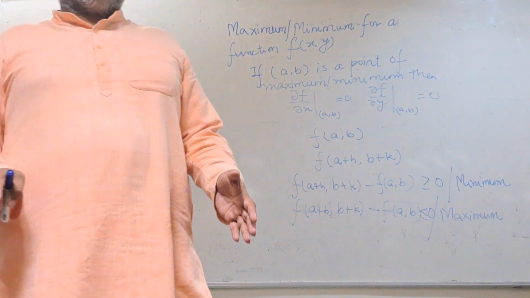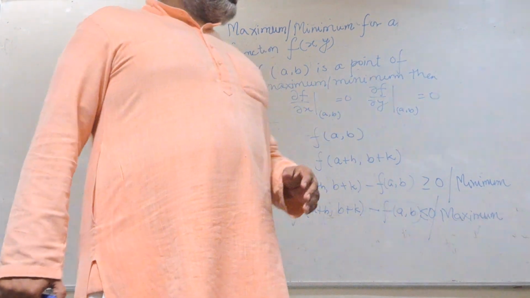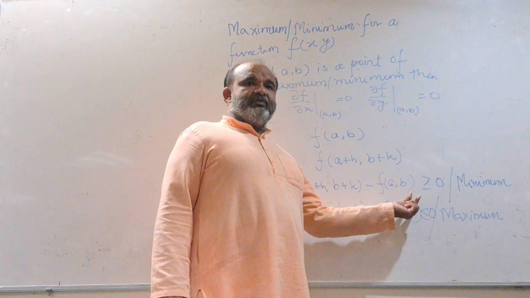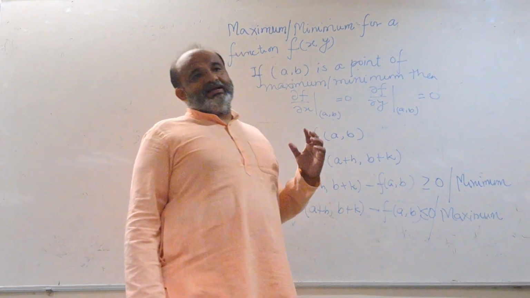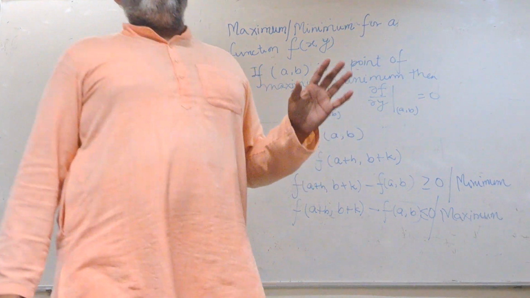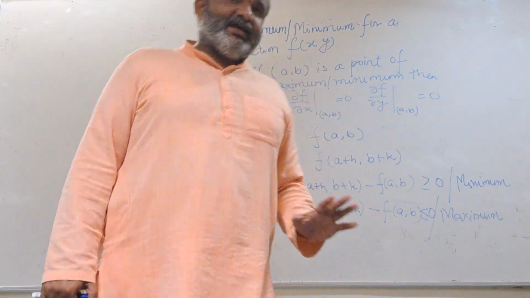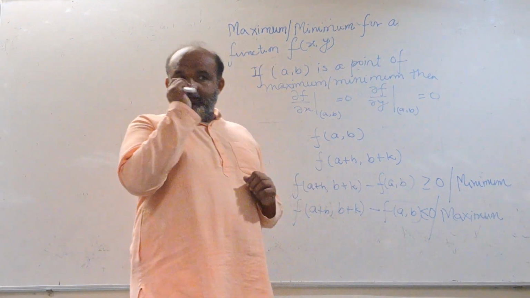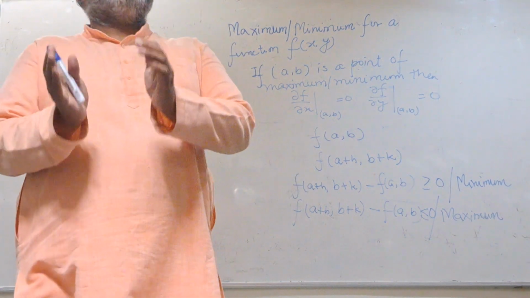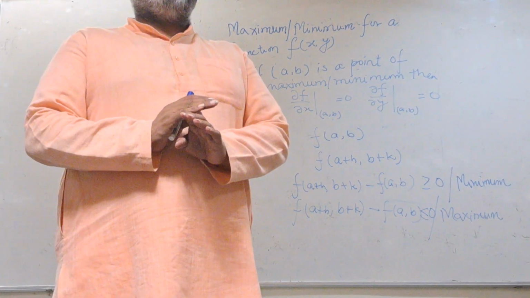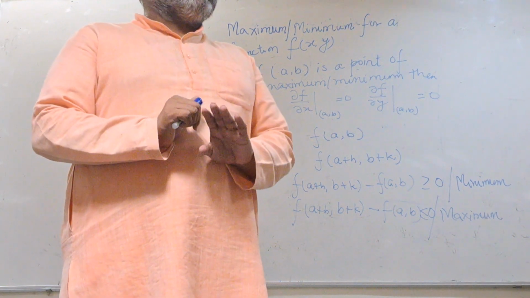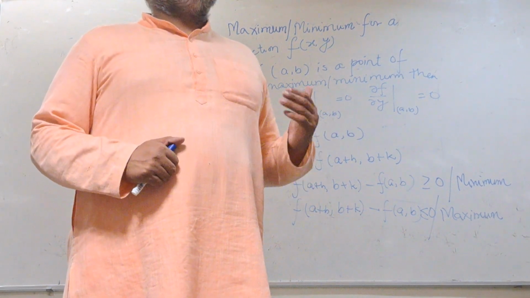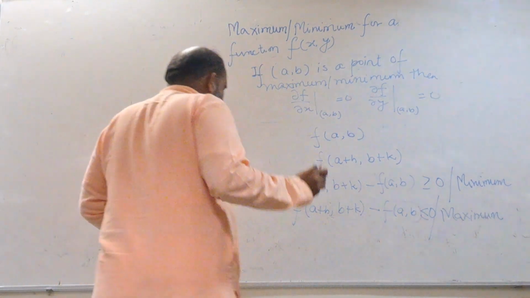Sometimes it may also happen that this difference is not always positive and not always negative, right? You cannot find values of h and k such that this is always positive or always negative. In that case, it is sometimes positive, sometimes negative. Then you will say that there is neither maximum nor minimum, and such points are called saddle points.